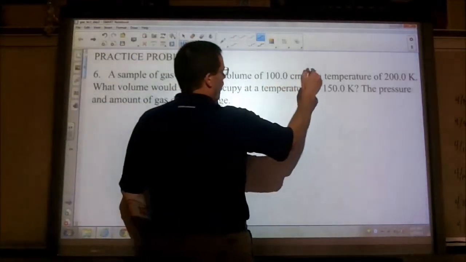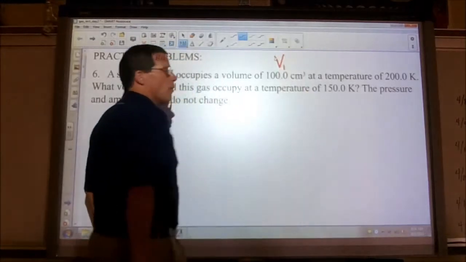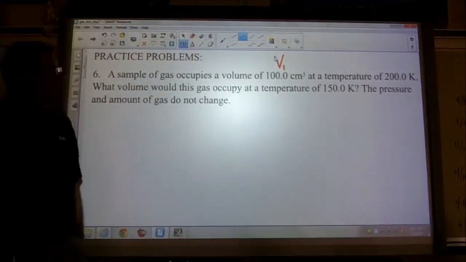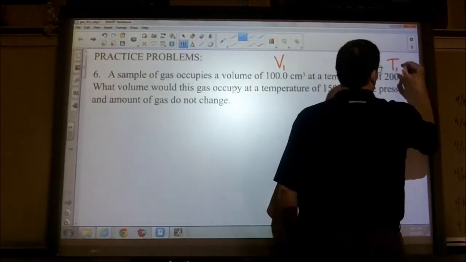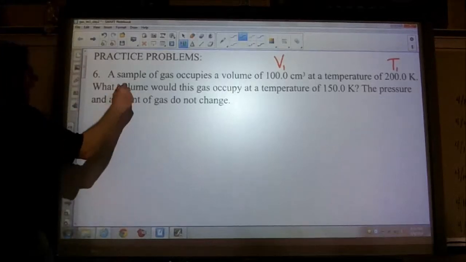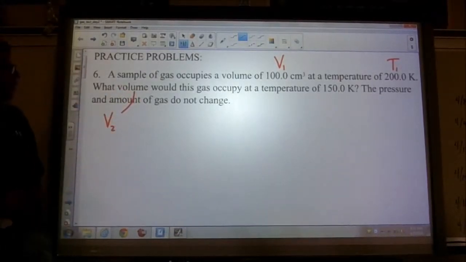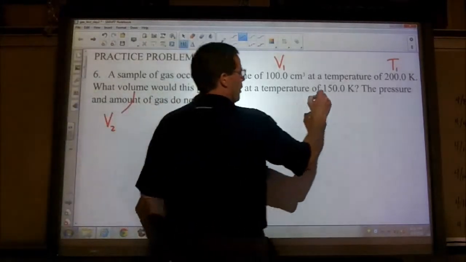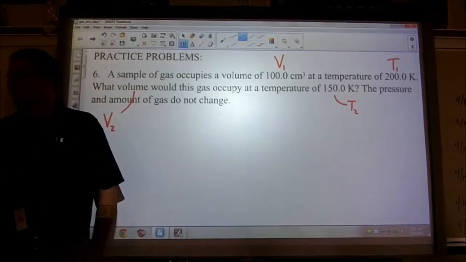So it says that we have a volume of 100 centimeters cubed, so that's my initial volume. I'm going to call that V1. And it says that we're at a temperature of 200 Kelvin, so I'm going to call that my initial temperature, T1. It also asks, what is the volume of this gas if the temperature went to 150? So you're always going to have a before and after situation.